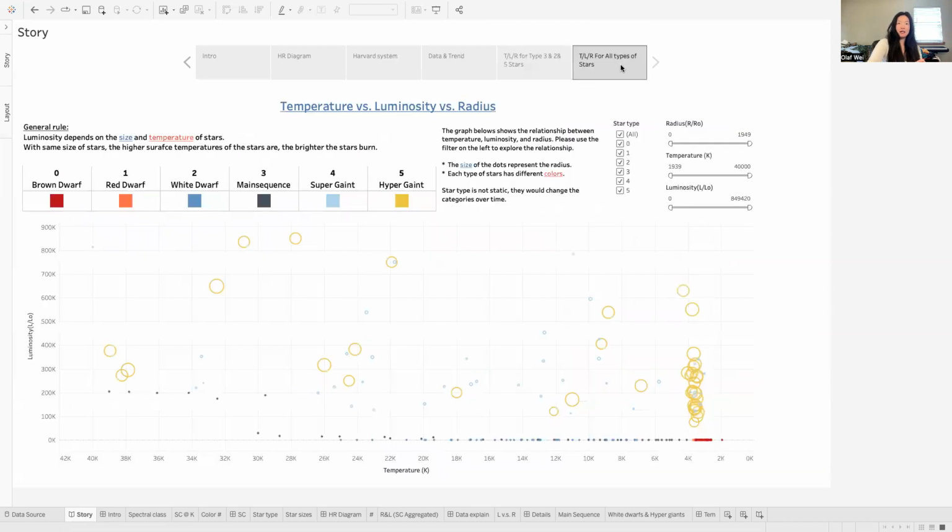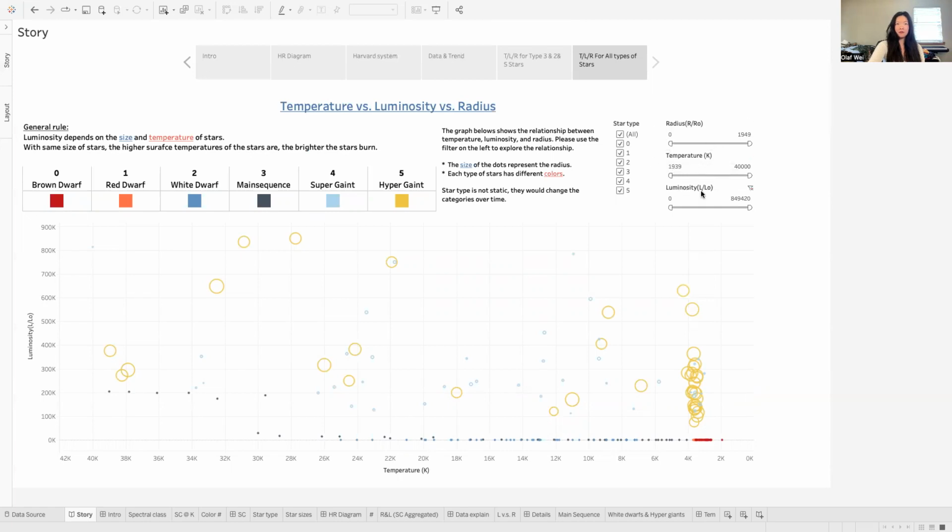And then here for my final dashboard, I put all the data sets together and run simulations. You can observe whatever relationship you want to know. And then the general rule is that luminosity depends on the size and the temperature of the stars. With the same size of stars, the higher the surface temperature of the stars, the brighter the stars will burn. So you can use this filter over here.